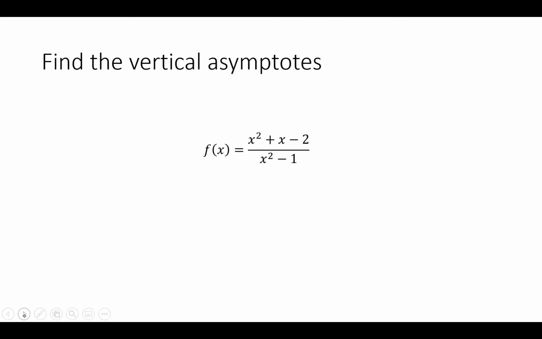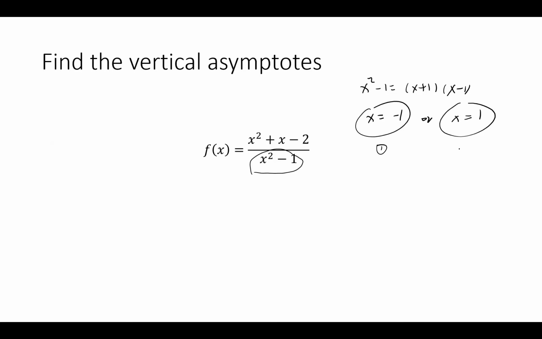So let's look at one example. We have this form, and of course our usual procedure is to look at the denominator and ask what happens if it's equal to 0. x squared minus 1 equals x plus 1 times x minus 1. So there are two cases where the denominator equals 0: x equals -1 or x equals 1. Let's say this is case 1, this is case 2.